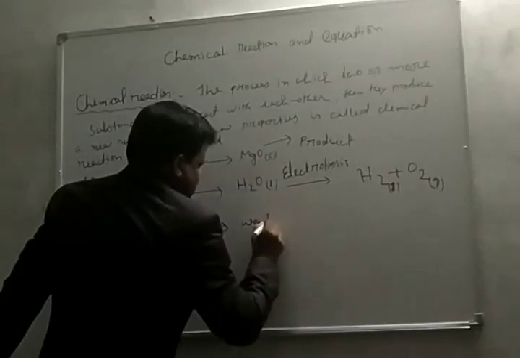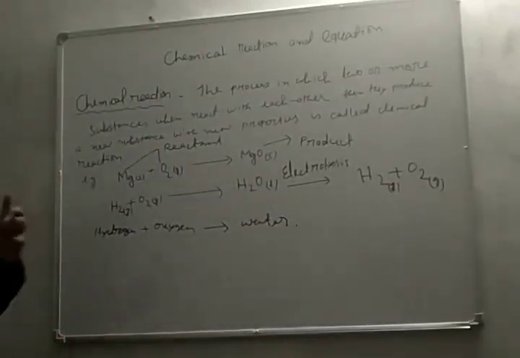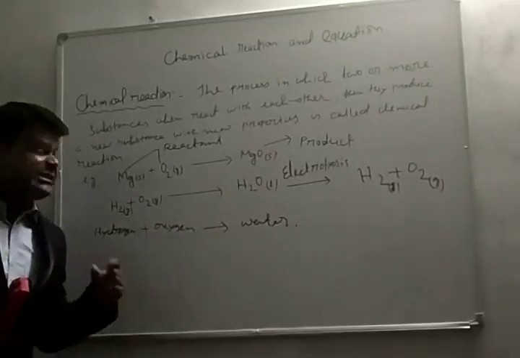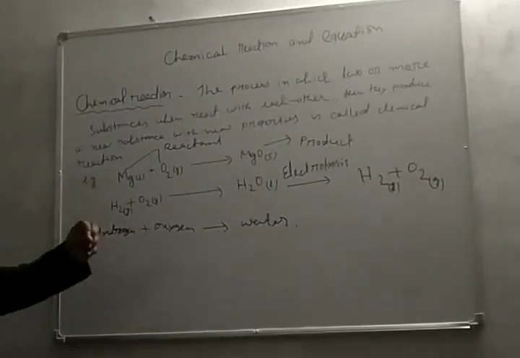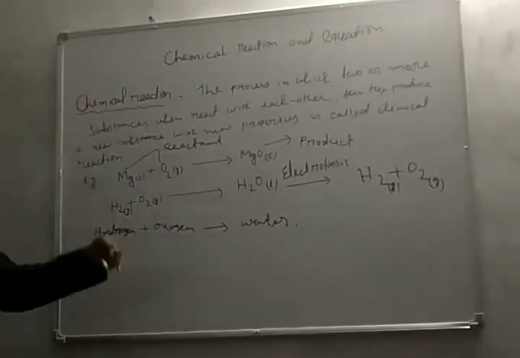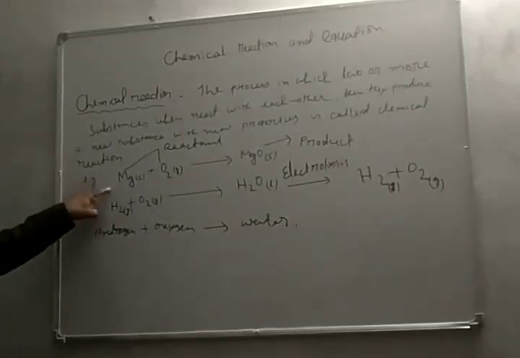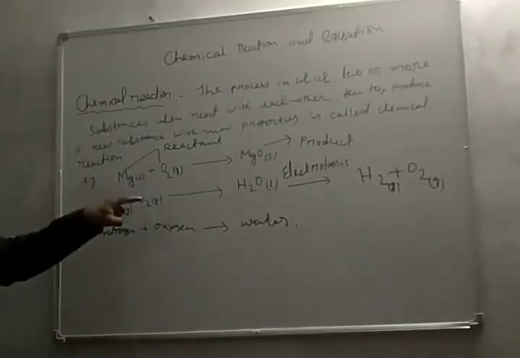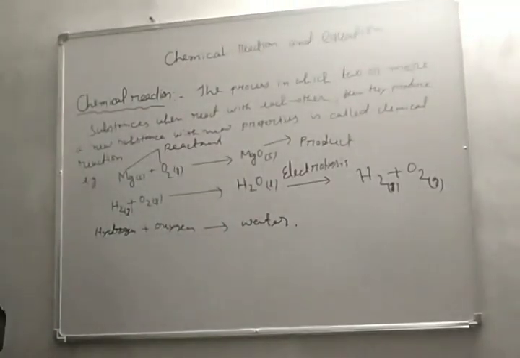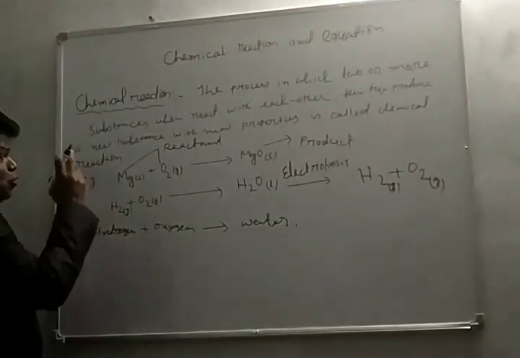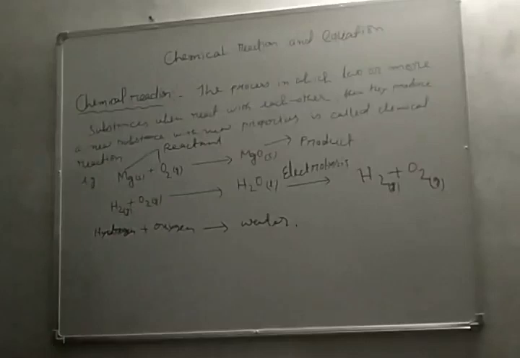So in a chemical reaction we are using words instead of chemical symbols. But in a chemical equation, the substances or elements that participate in the chemical reaction are written using chemical symbols or chemical formulas only. So that is the difference.